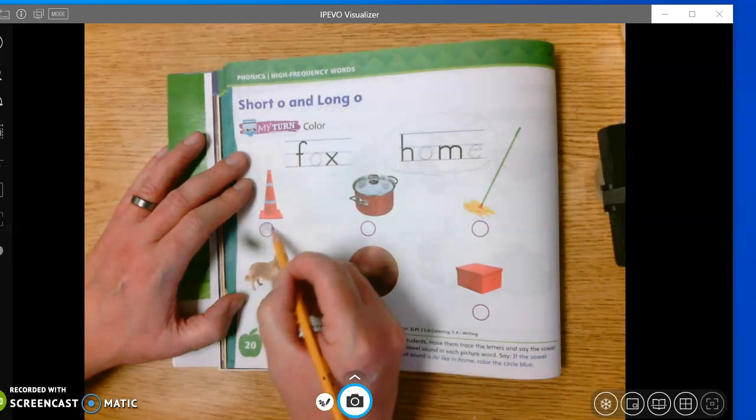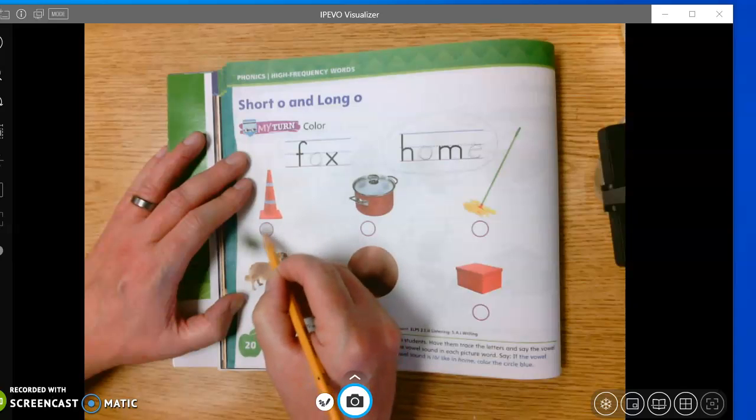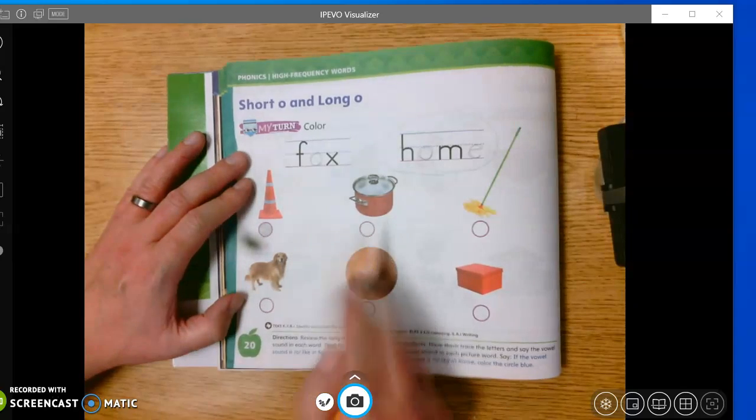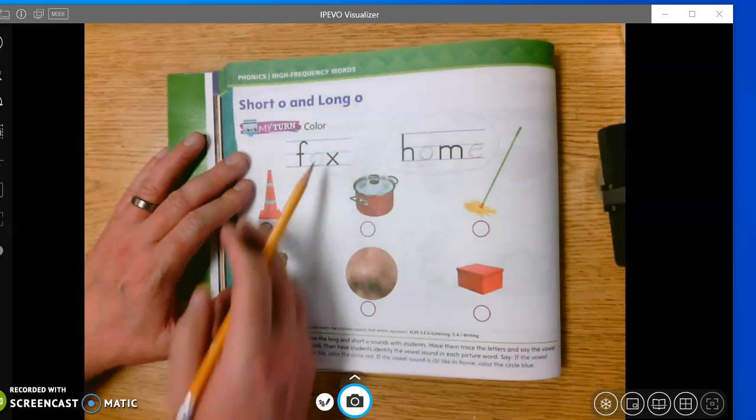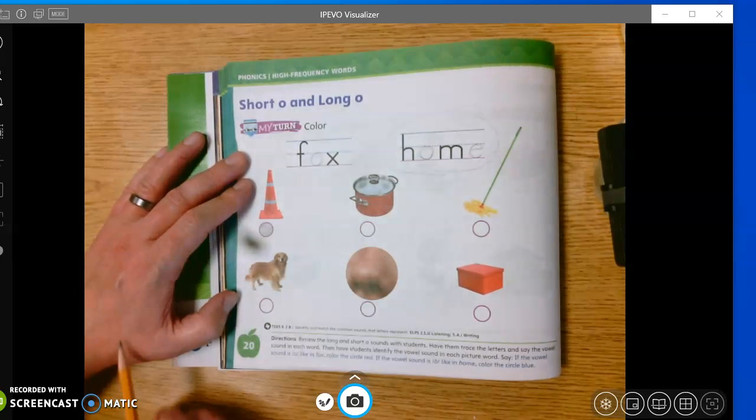You can do that with your pencil or a crayon. Okay. How about this? What is that? That's a pot. Let's split the sounds apart and give a good listen. P, ot. That is an O sound, but it's not the long O sound. It's the short O sound, just like fox. So we're not going to fill that one in.